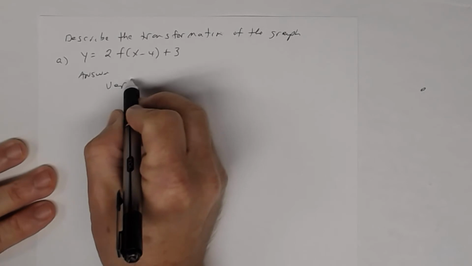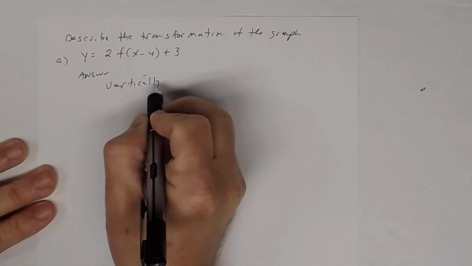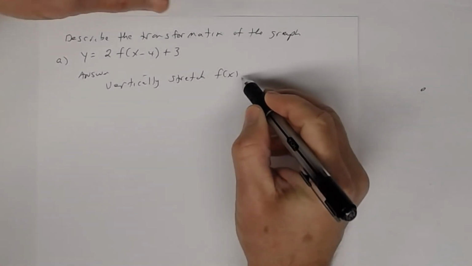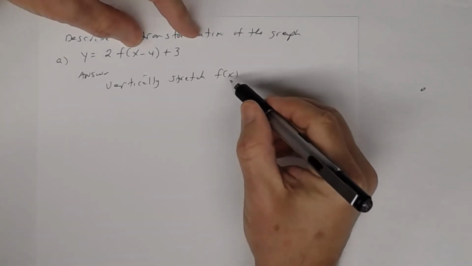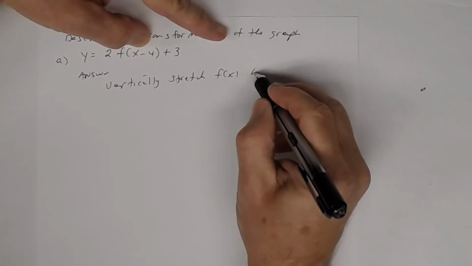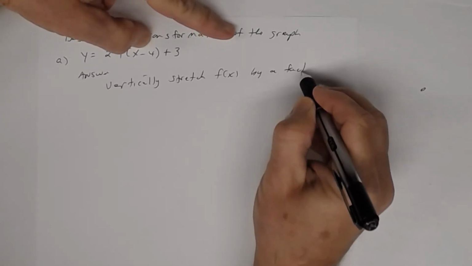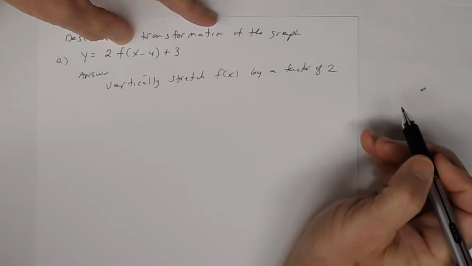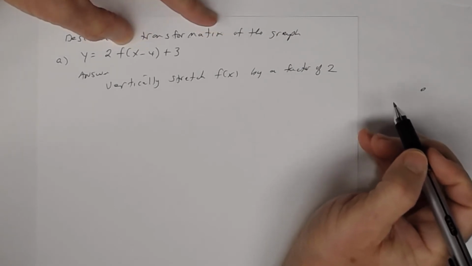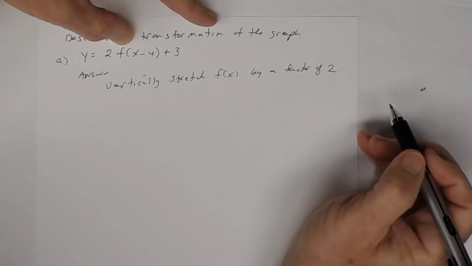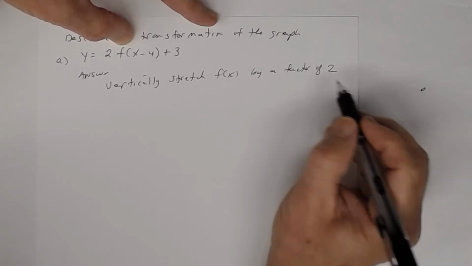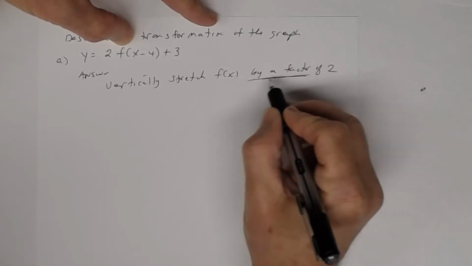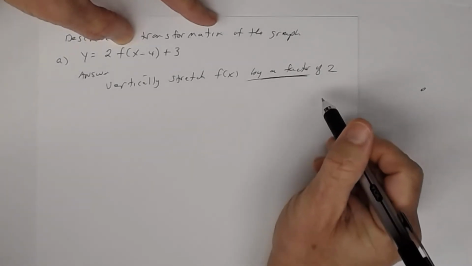So I'm going to vertically stretch f of x, and you must say the following. You must say what I'm about to say. Vertically stretch f of x by a factor of 2. So vertically stretch f of x by a factor of 2. You must use those words, by a factor. You must use that.